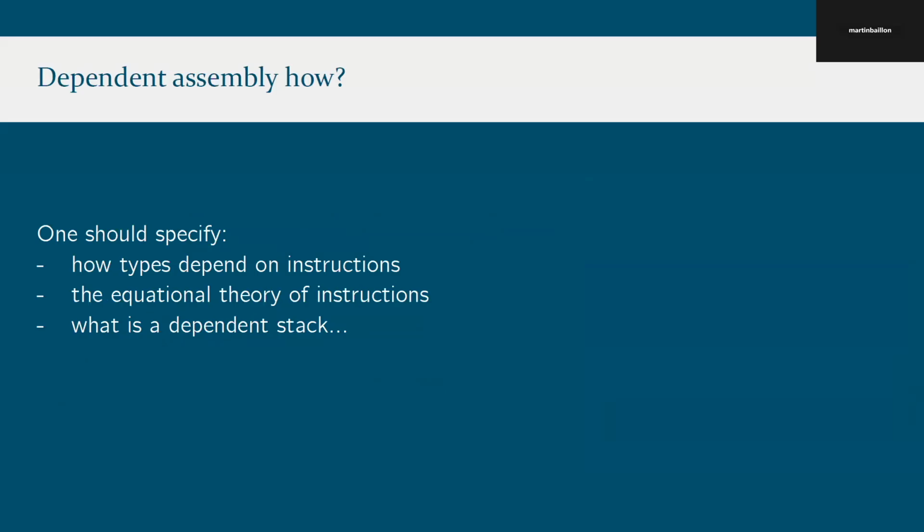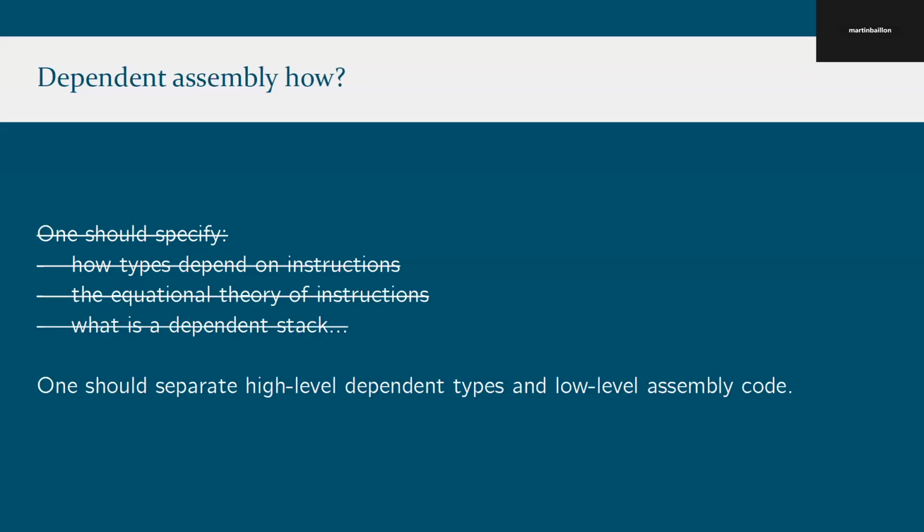What are you talking about? I mean, I guess types depend on terms, which are now computations, which are now assembly languages, as instruction sequences maybe. And what does it mean? Do I need an equational theory for instructions? What is a dependent stack? And all of that, it seems like a bunch of nonsense. And I would say that, right, it is a bunch of nonsense.